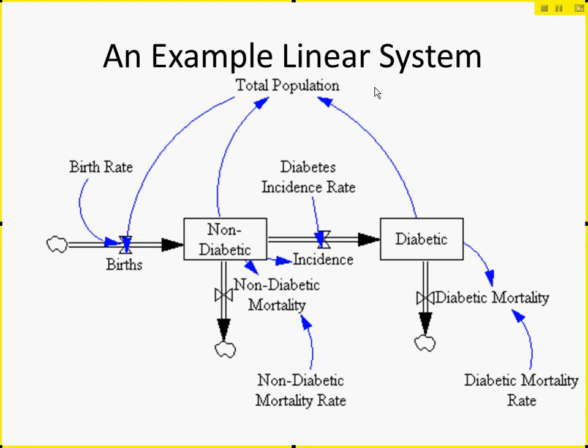What sort of feedbacks are in this system? Are there any feedbacks in the system, other than birth rate and total population? Okay, so birth rate, is there a feedback here? The number of births, as there become more people, there will be more people being born. Okay, what sort of feedback is that? Positive feedback. It's divergent.